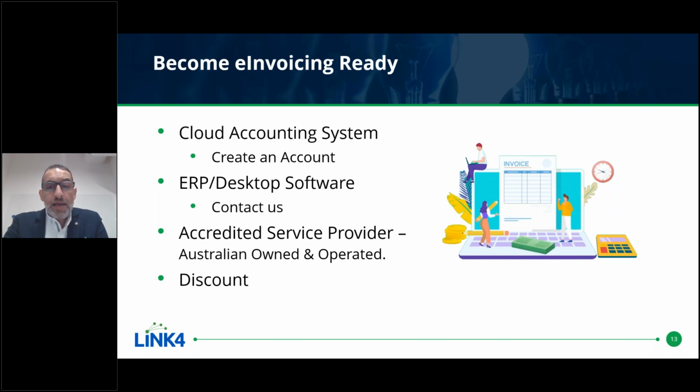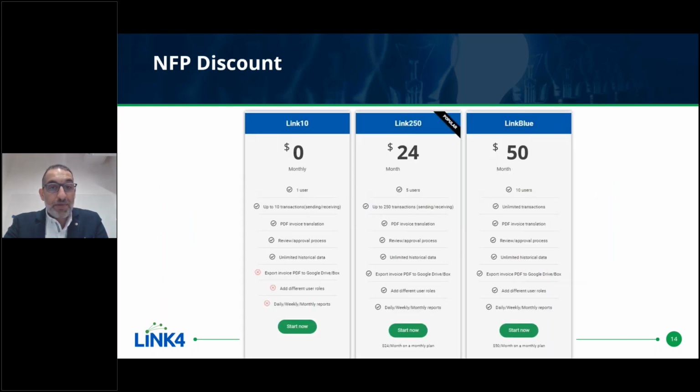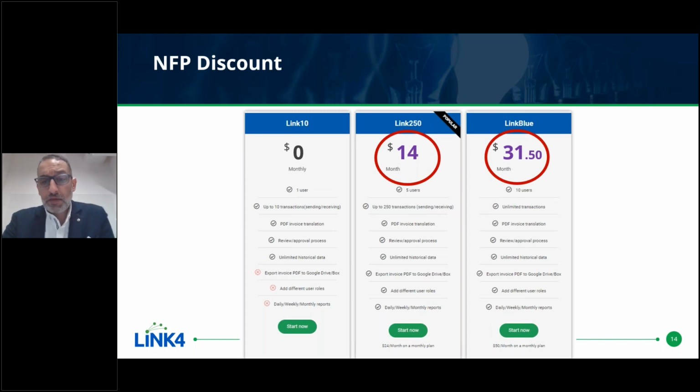And being part of the Connecting Up network, you get a special discount on our pricing. If you go to our website, you will find our pricing plans at this price, but because you are part of the Connecting Up network, you get a discount on the Link 250 plan and also on the Link Blue plan that gives you unlimited transactions. When you sign up to Link4 using cloud accounting systems like Xero, MYOB, and QuickBooks, you get 10 transactions for free per month. But if you need to send more transactions, you will upgrade to one of the paid plans based on your usage.